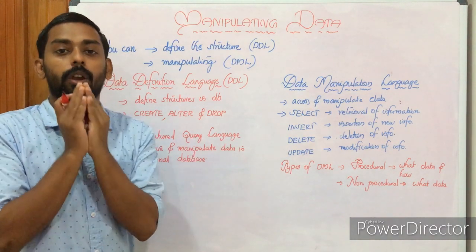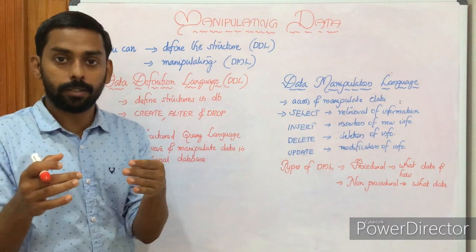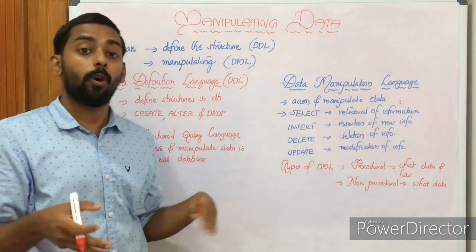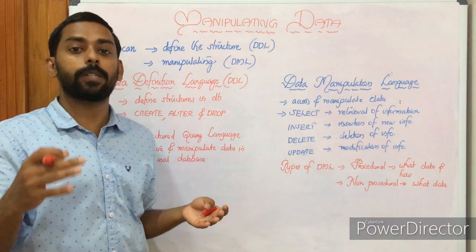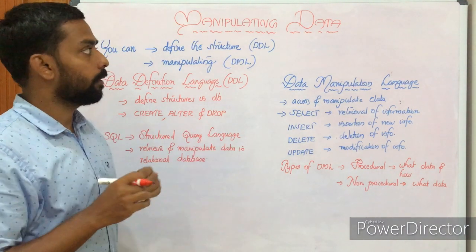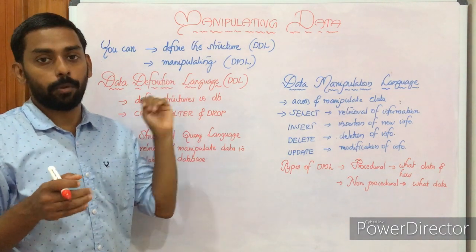In procedural you have to specify what to get and how to get it. In non-procedural we have to specify only what to get. Which one is easy? Of course non-procedural. We don't have to specify how to make it, we specify only what to get. Okay, so this is all about data manipulation or manipulating data.